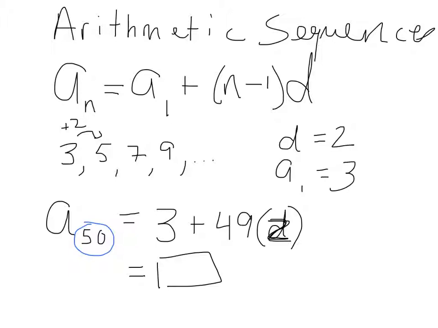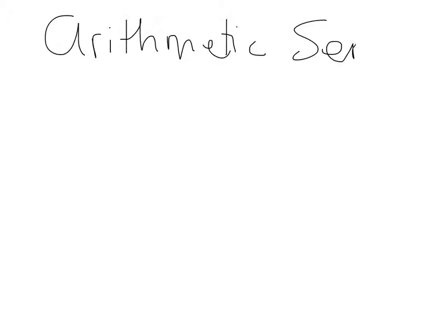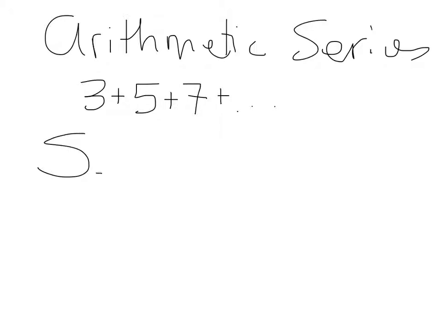The other formula related to arithmetic sequences that we learned is for arithmetic series. This is for when you want to take something like the sequence you had before, 3, 5, 7, and so on. But instead of just naming the terms, you actually want to add them all up. So let's say I wanted to add up the first 50 terms of this sequence. That would be S sub 50.